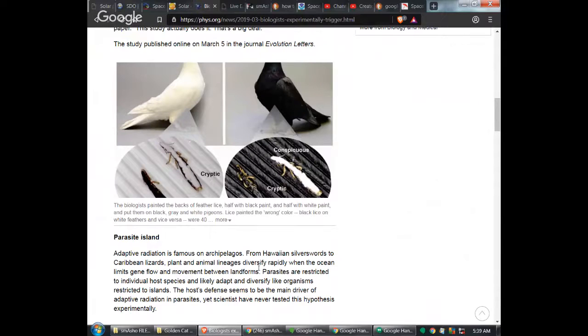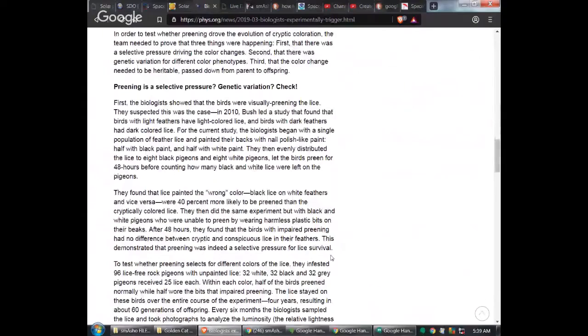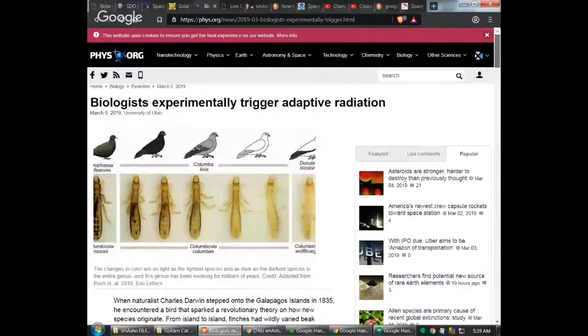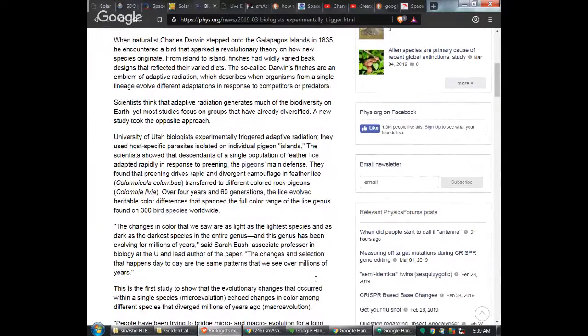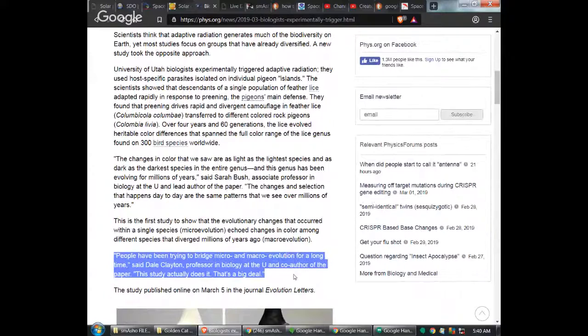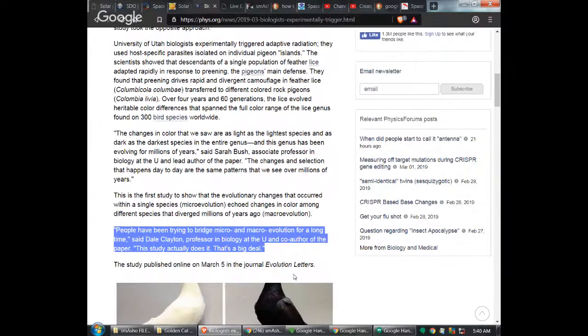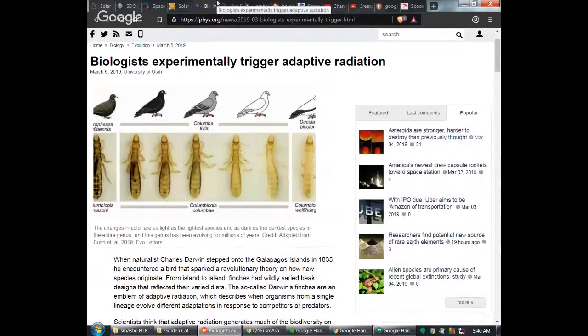The point is that if you're a louse on a white colored pigeon, you want to be a white colored louse. And if you're on a black colored pigeon, you want to be black. And anyway, it's an interesting article. Read through it. It's a big deal. And people have been trying to bridge the micro and macro evolution for a long time, says Dale Clayton, professor in biology at the U and co-author of the paper. This study actually does it. That's a big deal. We'll leave links in the description after we're done streaming.